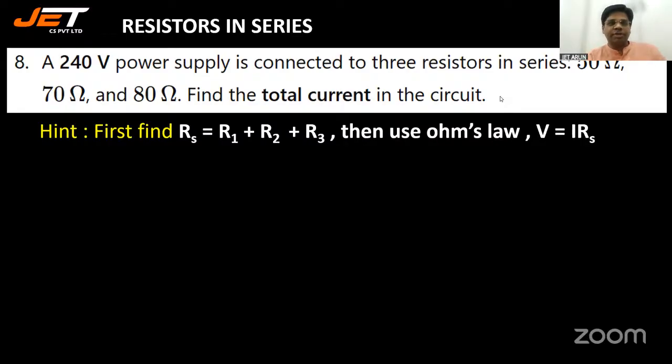Students, a 240-volt power supply is connected to three resistors in series. The resistors are 50 ohms, 70 ohms, and 80 ohms. Find the total current in this circuit. So how do we do this?